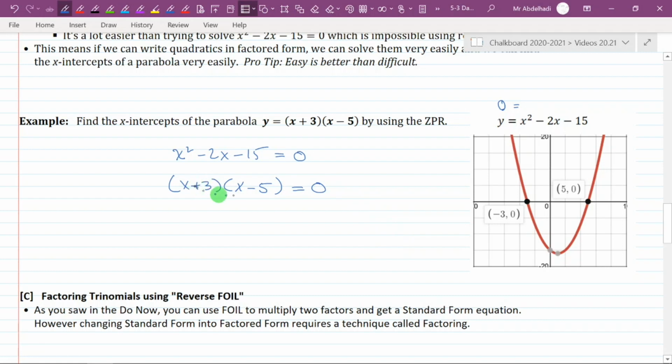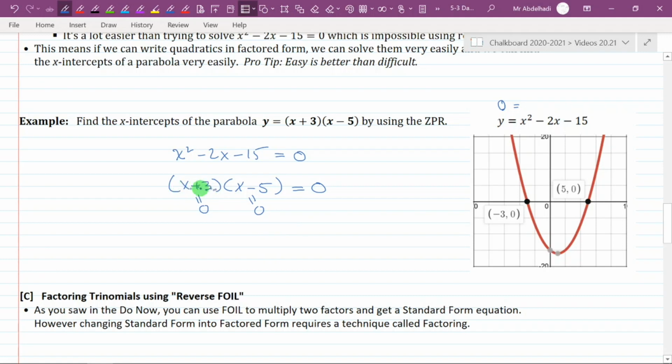And now you can see we have two factors. Something times something equals 0. And by the zero product rule, that means that this factor might equal 0, or this factor might equal 0. This is your A, this is your B. So what you do is you assume that they're both equal to 0, you solve, you get your answers, and then after that you can check to see if maybe one of them is not right.